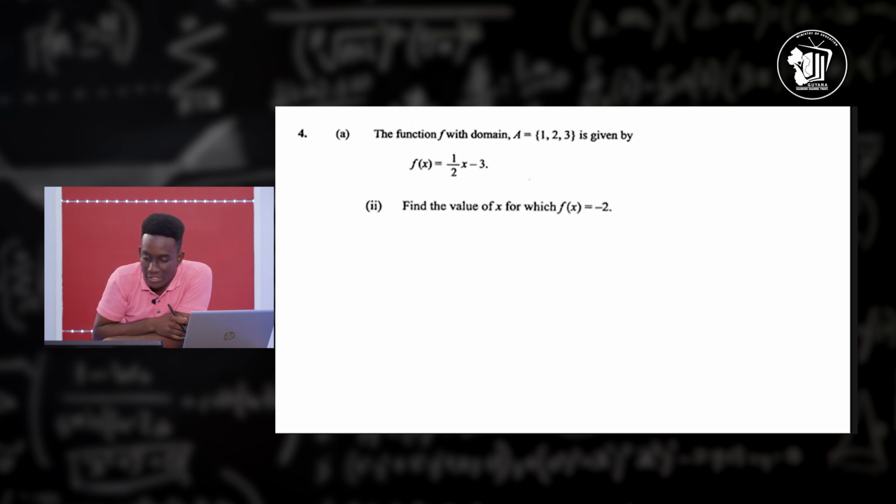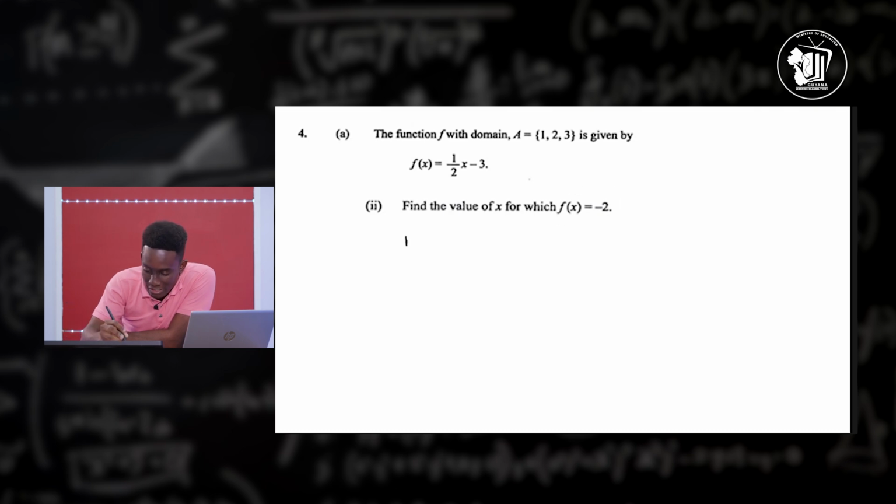The next one says, the function f with domain, well, the same function, and you're asking us to find the value of x for which f of x is equal to negative 2. So you want to be careful with these kind of questions. Many persons would go and they would substitute 2 inside of this function, but they did not say find f of negative 2. They said f of x is equal to negative 2. So what we will do, we will replace f of x with negative 2.